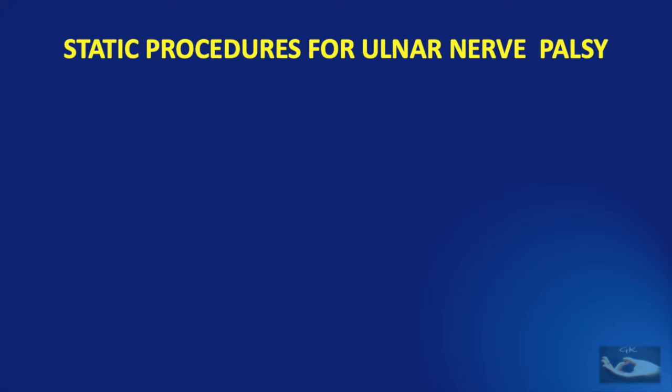When we talk about the surgical management of ulnar nerve palsy, obviously the first line of treatment would be surgery on the nerve, and we have discussed this in another video which you can access by clicking on the icon above. There are situations where we cannot do a surgery on the nerve, so other procedures would have to be done on the hand to restore function, and these can be either static procedures or dynamic procedures.